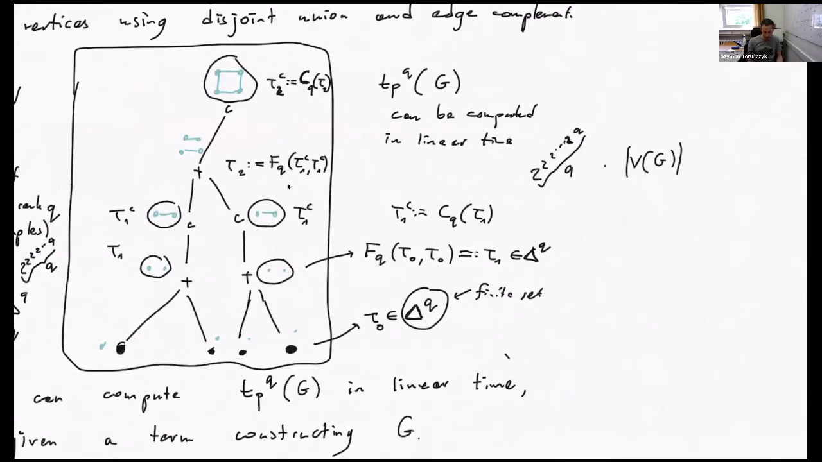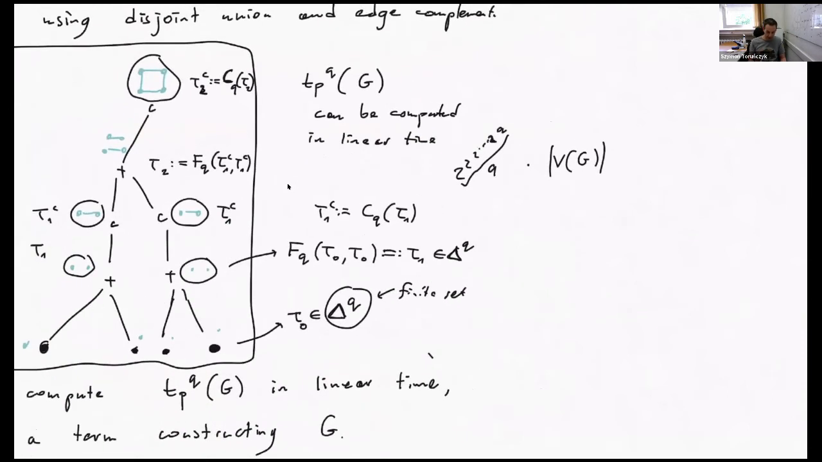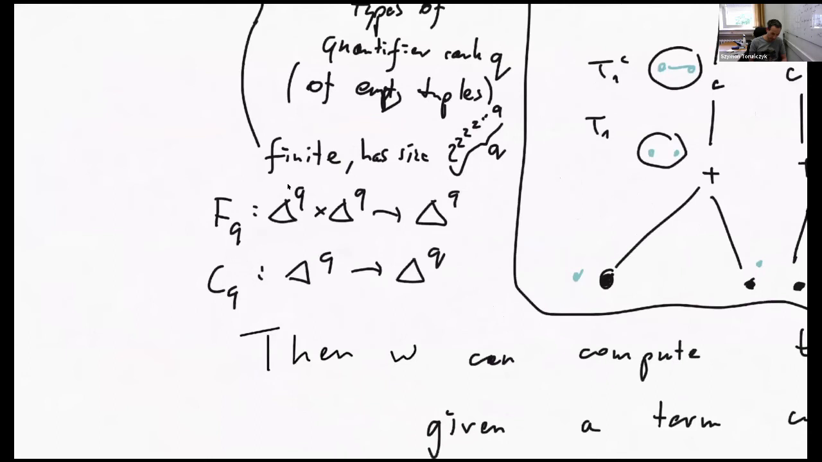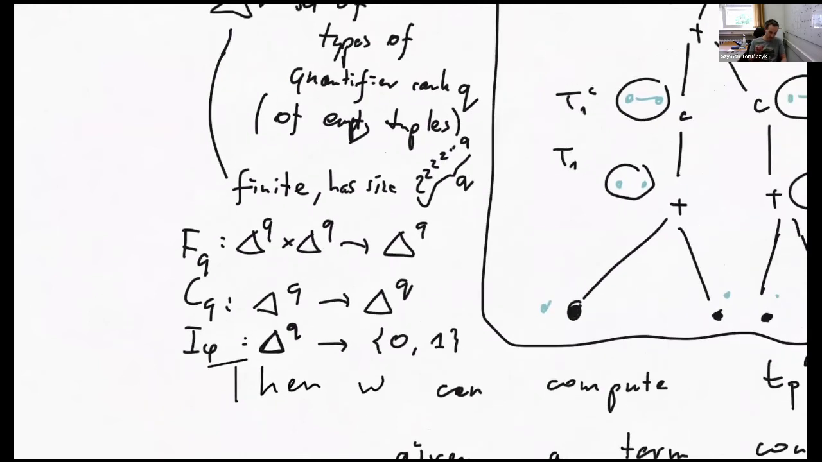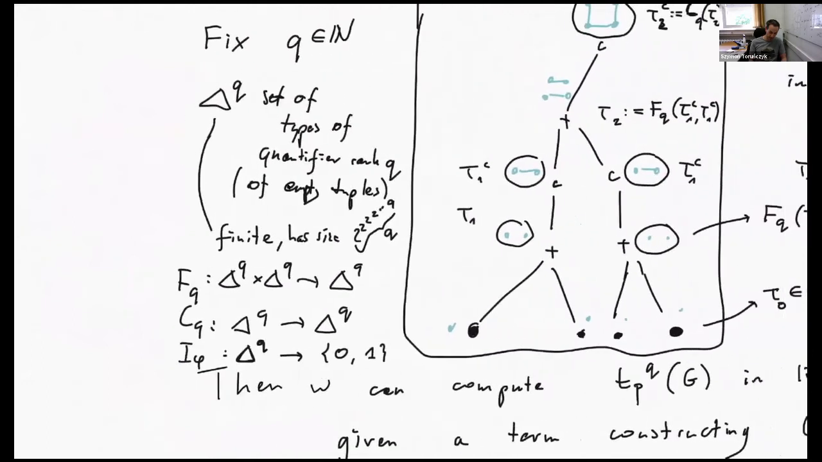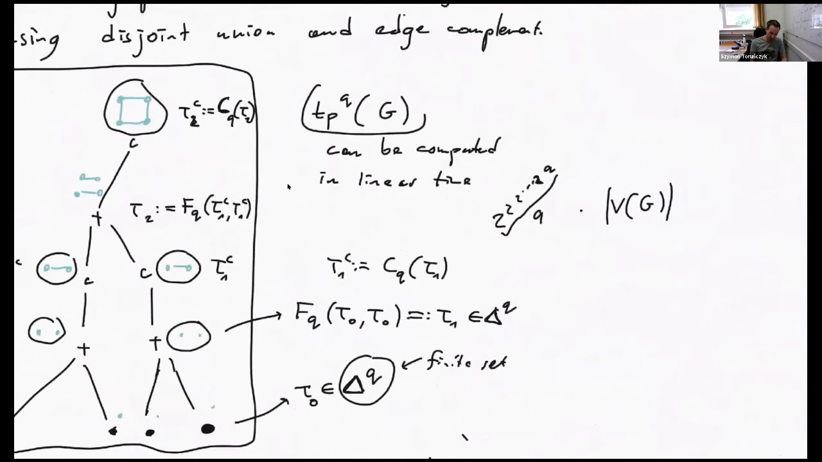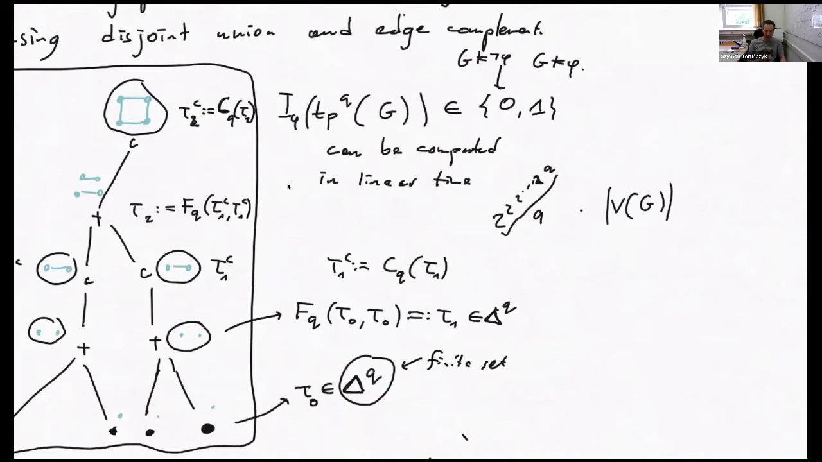And once we compute the type, we can decide whether a given formula holds in the graph or not, because we also have a function, let's say I sub phi, which given a type answers 0 or 1, depending on whether the sentence phi belongs to the type or not. Formally, a type is a set of sentences of quantifier rank Q, and we just look up whether this sentence belongs to the type or not. So once we have the type of the whole graph, we apply this function I of phi, and this is either 0 or 1, depending on whether G satisfies not phi or G satisfies phi. So we can decide whether G satisfies phi or not in linear time.